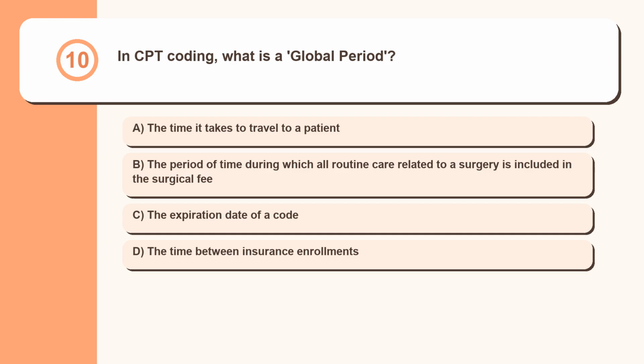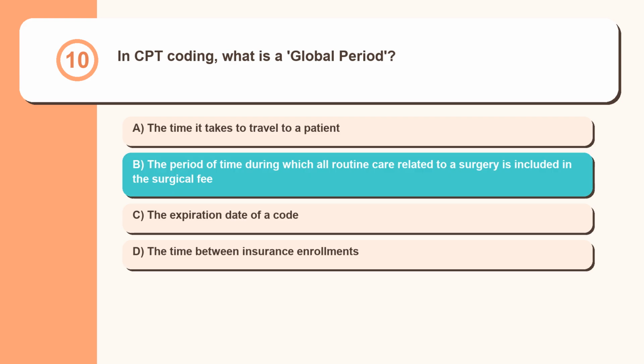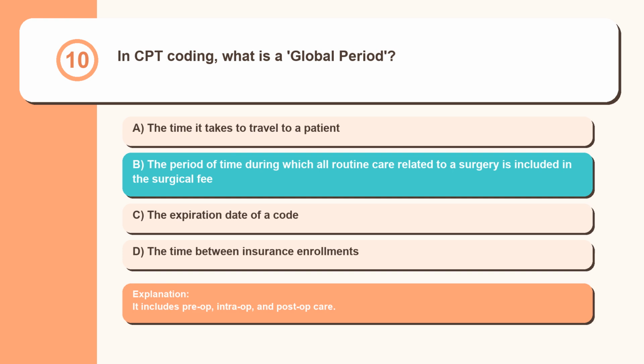Question 10. In CPT coding, what is a global period? The time it takes to travel to a patient. The period of time during which all routine care related to a surgery is included in the surgical fee. The expiration date of a code. The time between insurance enrollments. It includes pre-op, intra-op, and post-op care.